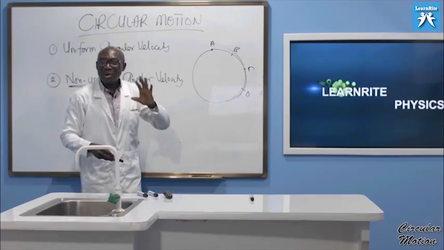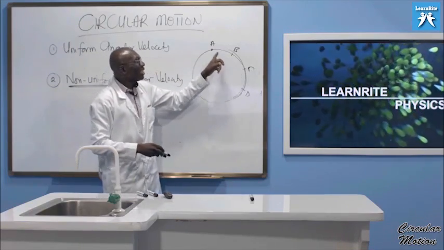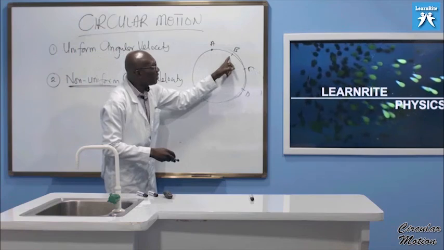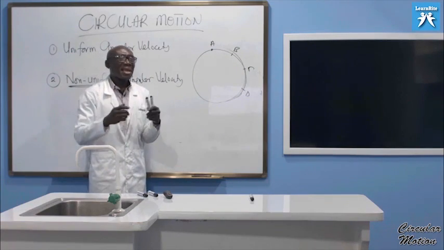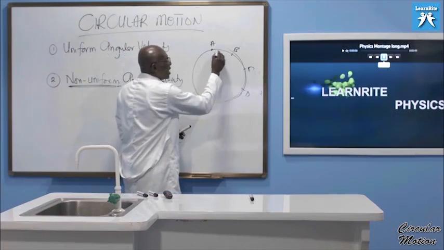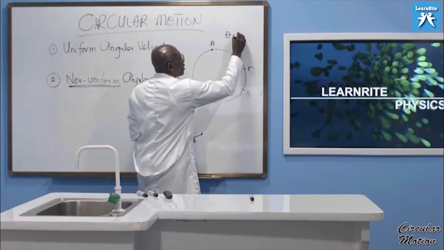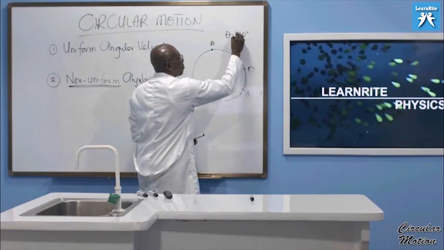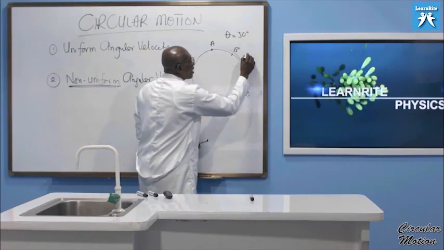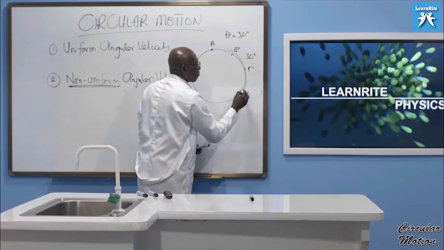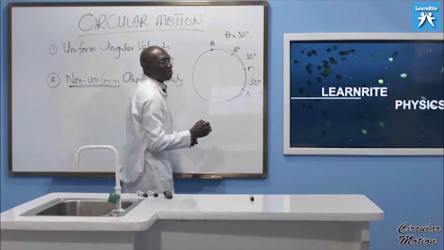And in fact, the body does not stop at B. It doesn't stop at C. It is moving from A through B, C to the point D. And we check. And when we check, between A and B, it has gone through an angular displacement of, let's say, 30 degrees. From B to C, it has gone through an angular displacement of 30 degrees. And here too, the same angular displacement of 30 degrees.